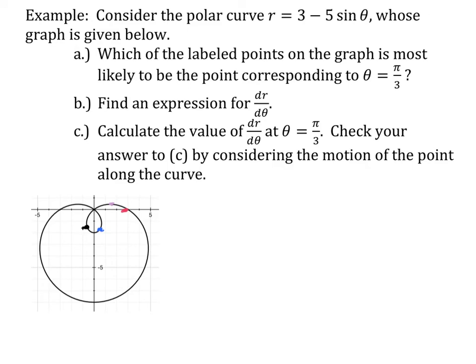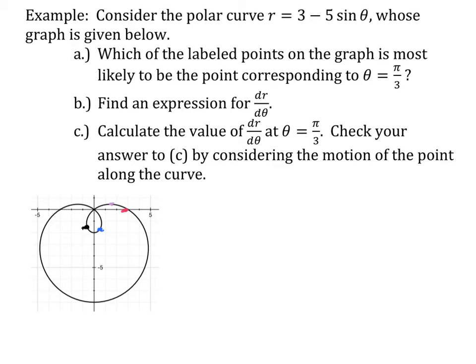So here's this example, right? I have below the curve r equals 3 minus 5 sine theta, and I have the graph there. In part A, I'm first asking which of the colored points, I've got a red point, a purple point, a black point, and a blue point, which of those points is most likely to be the point corresponding to theta equals pi over 3? And this is just sort of a test of whether or not you guys know how to read a graph and interpret where a point is.